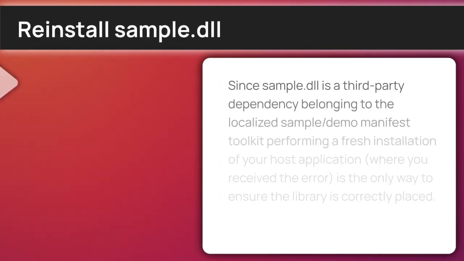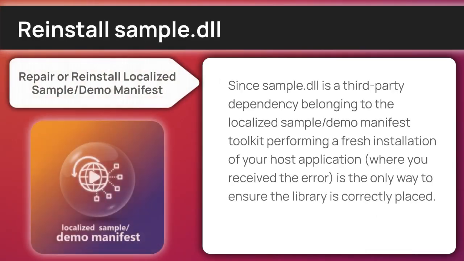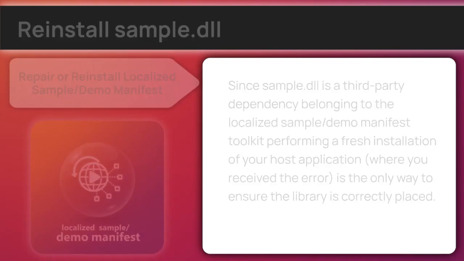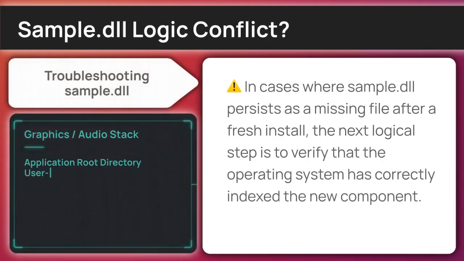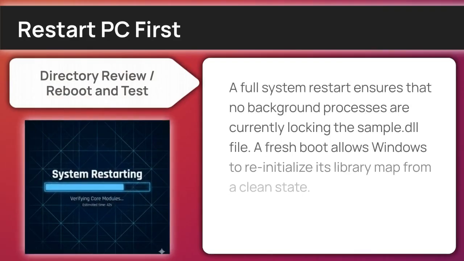Since Sample Library DLL is a third-party dependency belonging to the Localized Sample/Demo Manifest toolkit, performing a fresh installation of your host application where you received the error is the only way to ensure the library is correctly placed. In the event the error remains visible, it indicates we need to verify the environment's ability to register new shared resources. A standard reboot clears out temporary memory conflicts and gives the Windows loader another chance to properly register the Sample Library component during startup.